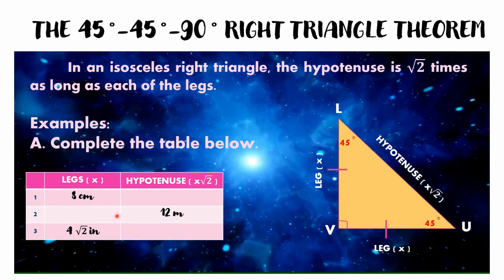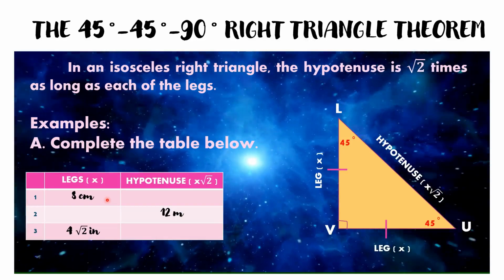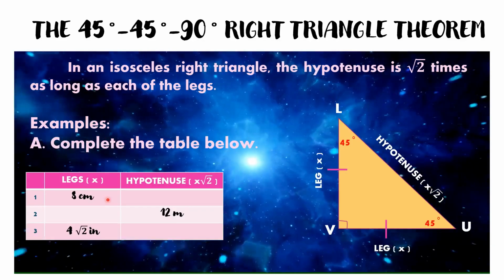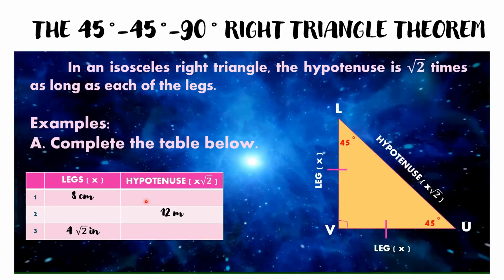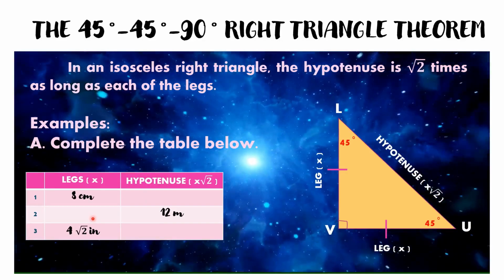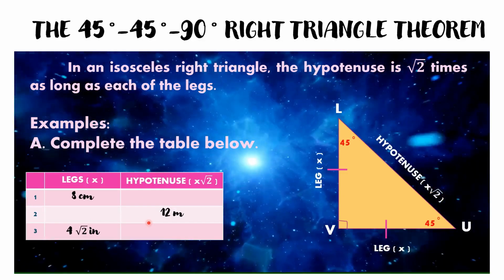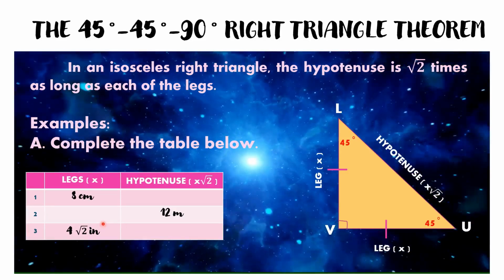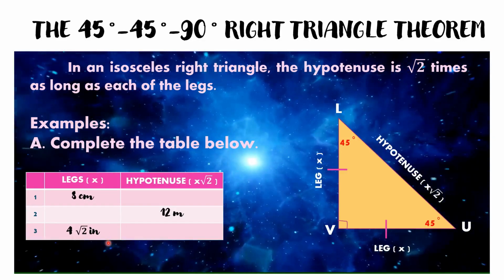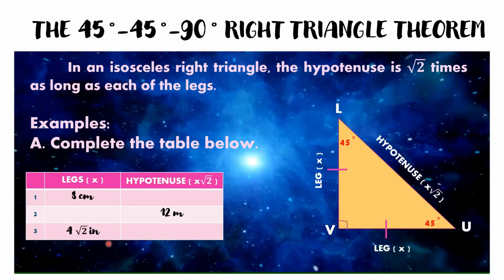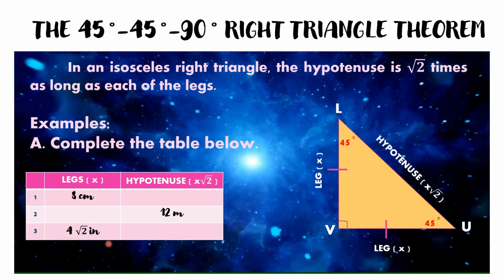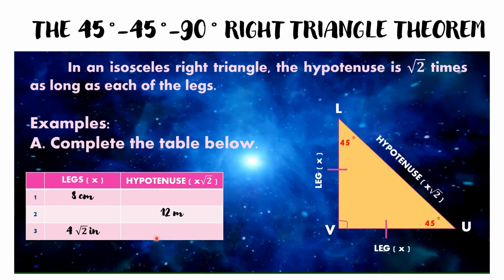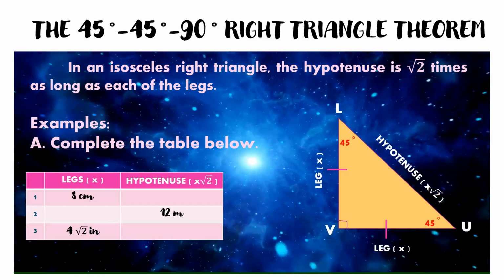For number 1, the given legs measure 8 cm, so we have to find the length of the hypotenuse. For number 2, the given is the hypotenuse, which is 12 meters, so we need to find the measure of the legs. And for number 3, the given is the measure of the legs, which is 4 square root of 2 inches. So we have to find the length of the hypotenuse.